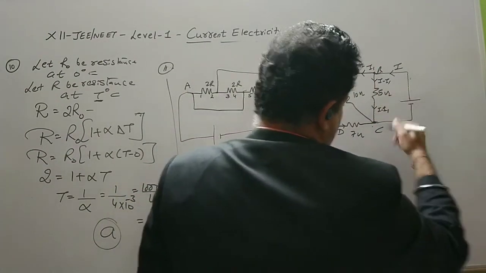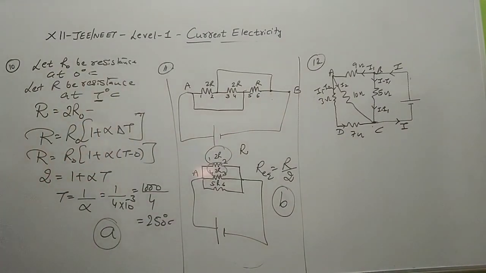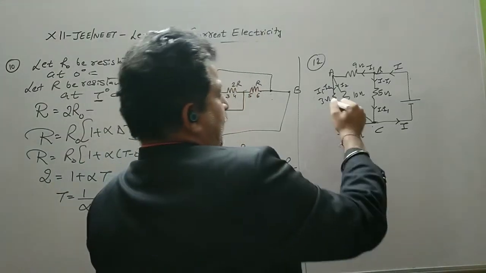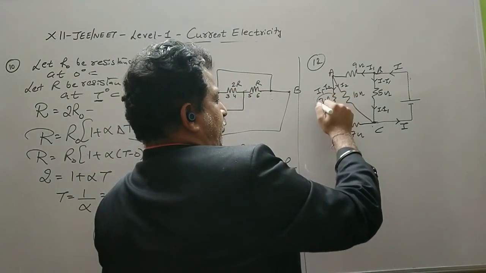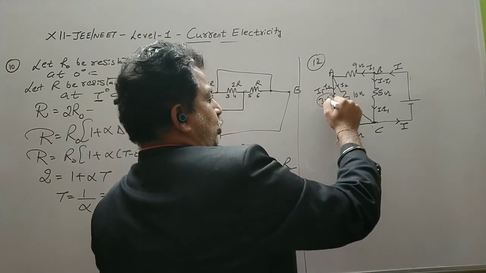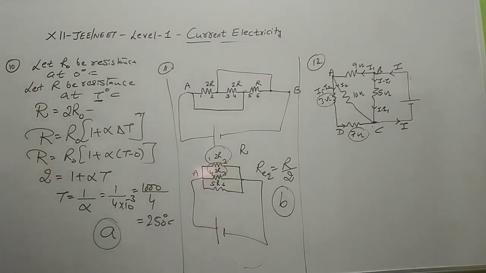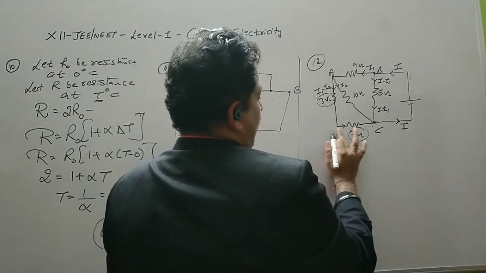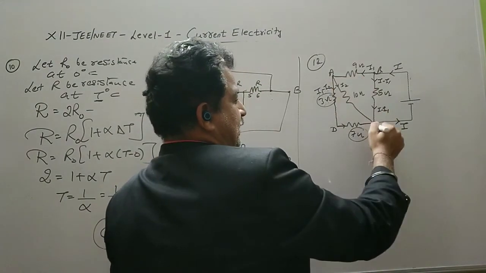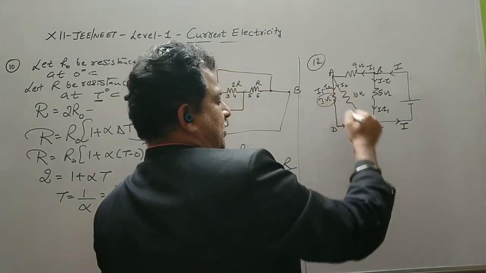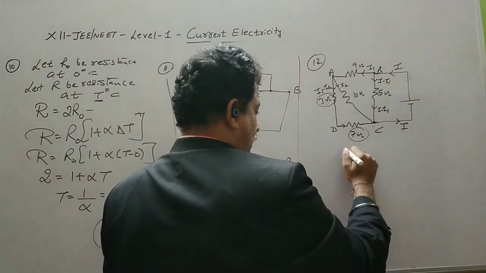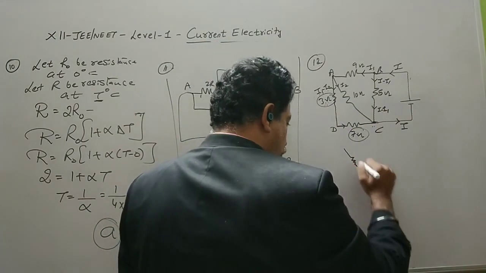So you can see the distribution of the current according to the junction rule, that is Kirchhoff's first law. We can directly find out that the current flowing in the 3 ohm is I1 minus I2, and the current flowing through the 7 ohm is the same. So they are in series combination. So the equivalent resistance between A and C becomes 10 ohm. This 3 plus 7 is in series combination. So we can draw the equivalent diagram.